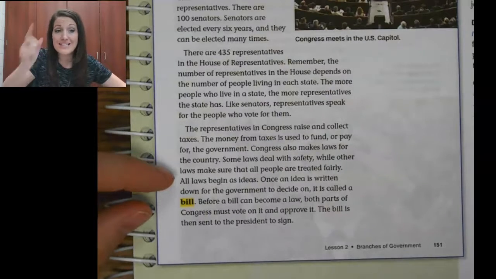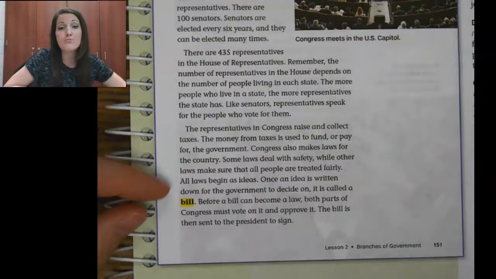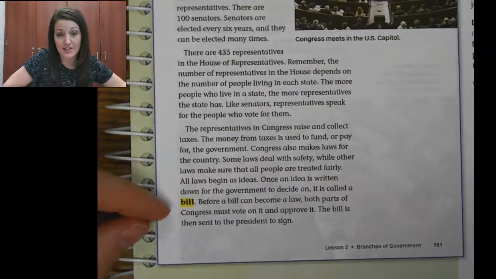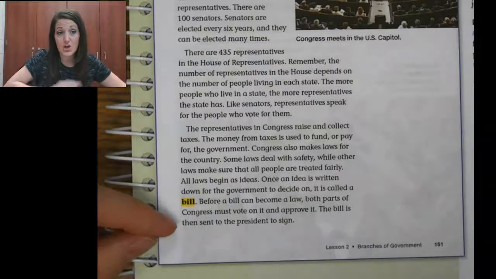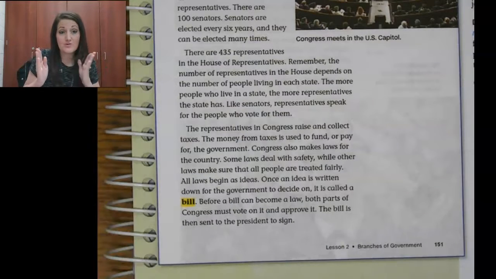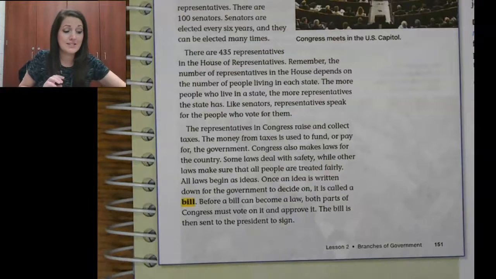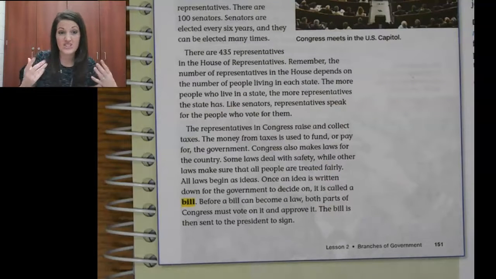All laws begin as ideas. Once an idea is written down for the government to decide on, it's called a bill. Before a bill can become a law, both parts of Congress must vote on it and approve it. The bill is then sent to the president to sign. So the Senate and the House of Representatives both have to agree on this bill, that they both like it, for it to be taken to the president to see if he likes it and agrees with it.